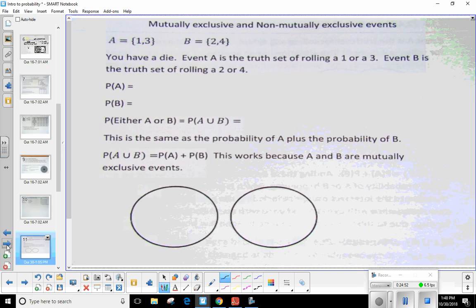Okay, so mutually exclusive and non-mutually exclusive events. Let's say here are my two sets. Set A contains the outcomes 1 and 3, and set B is only going to contain the outcomes 2 and 4. So you have a die. Event A is the truth set of rolling a 1 or 3. Event B is the truth set of rolling a 2 or a 4. Okay, so what's the probability of event A occurring? We have two possibilities out of how many total? 6. Okay, so that means we have a probability of 1/3, right?